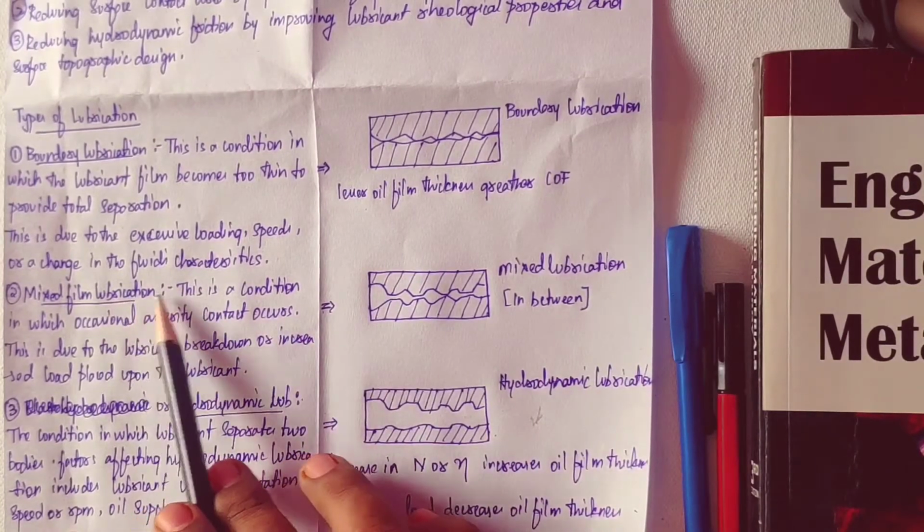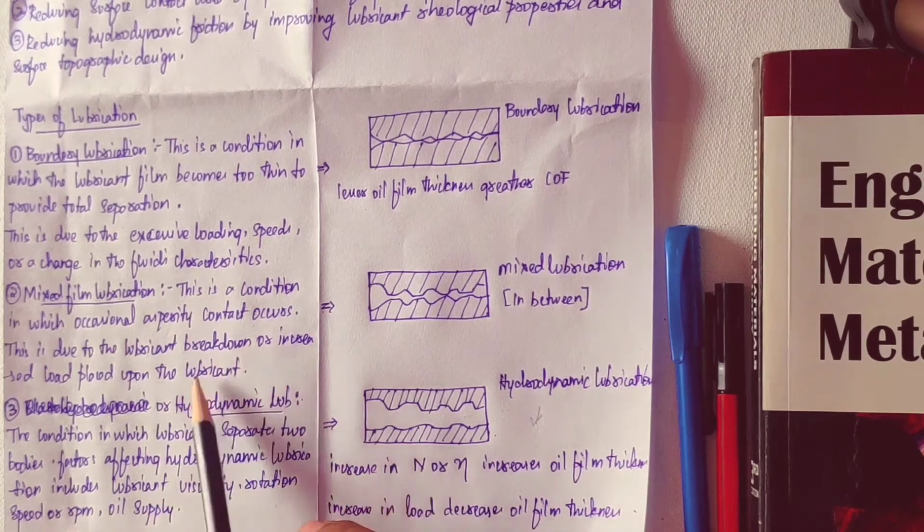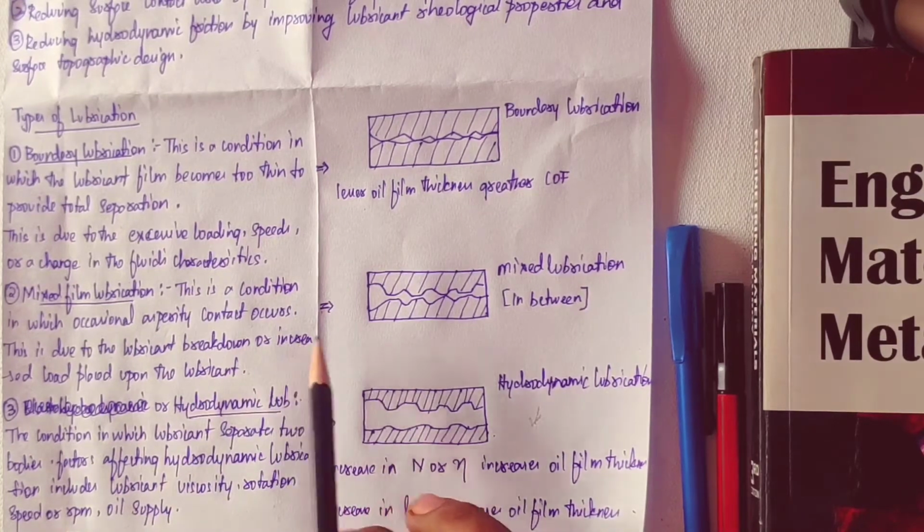So what is mixed film lubrication? Mixed film lubrication is a condition in which occasional asperity contact occurs. This is due to the lubricant breakdown or an increase in the load placed upon the lubricant.